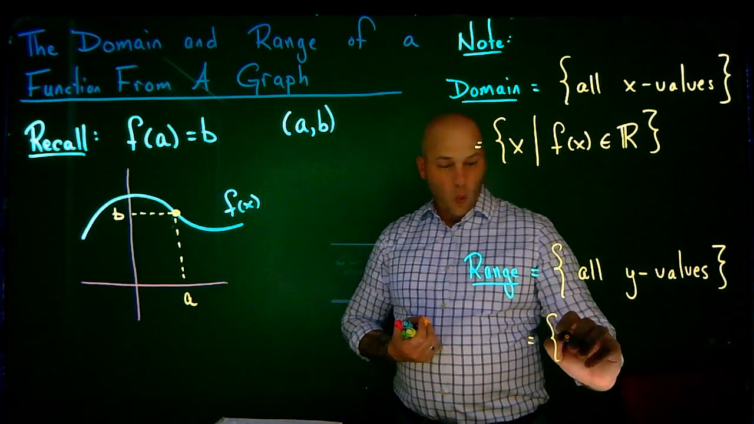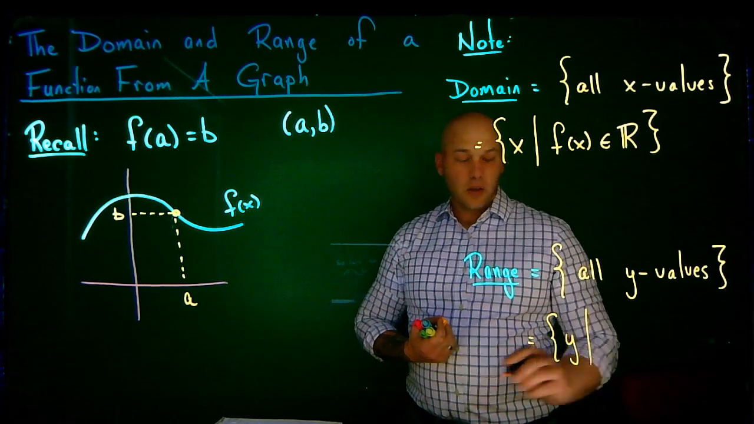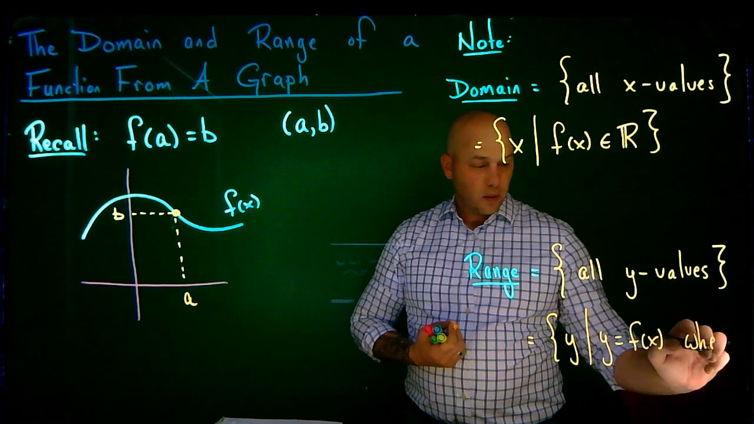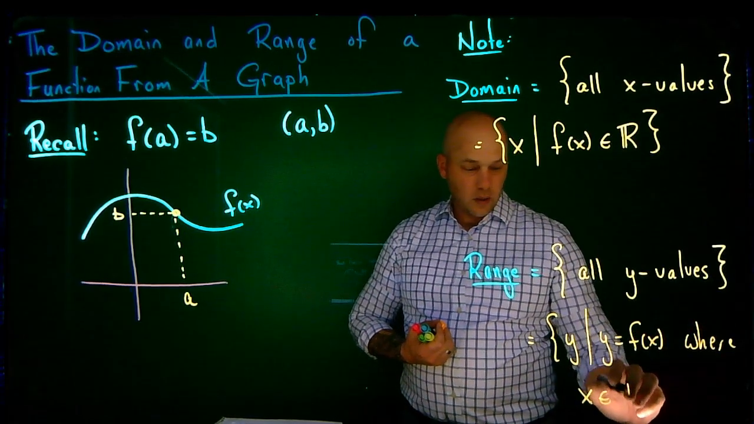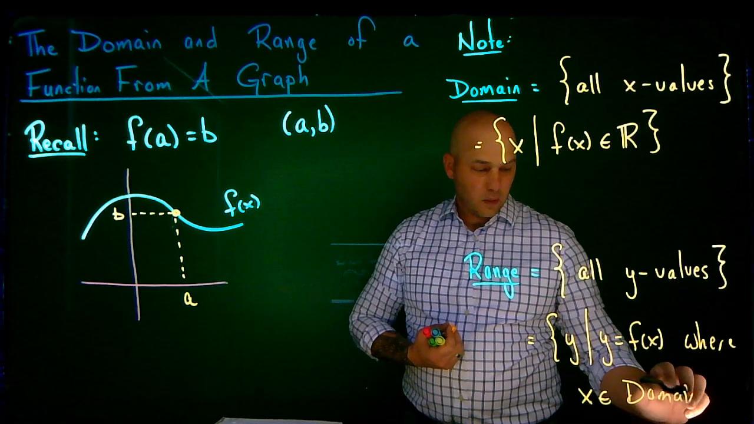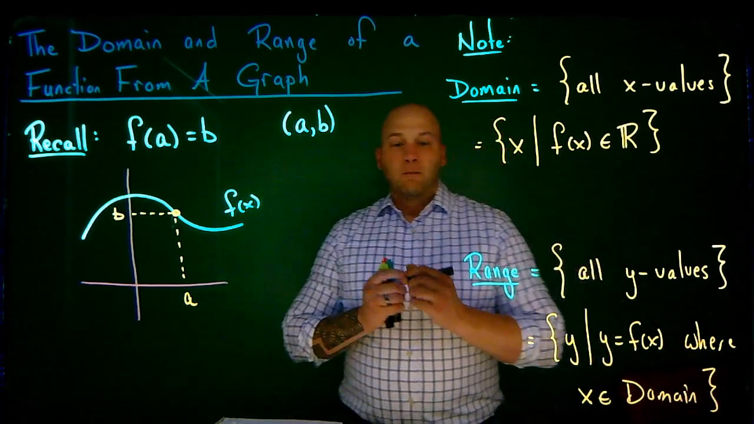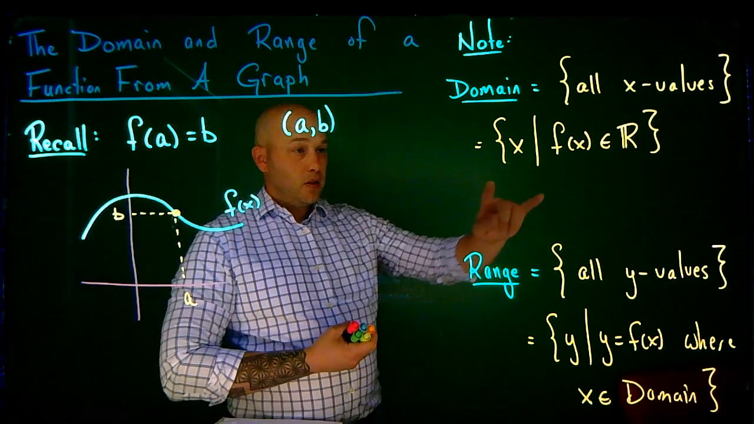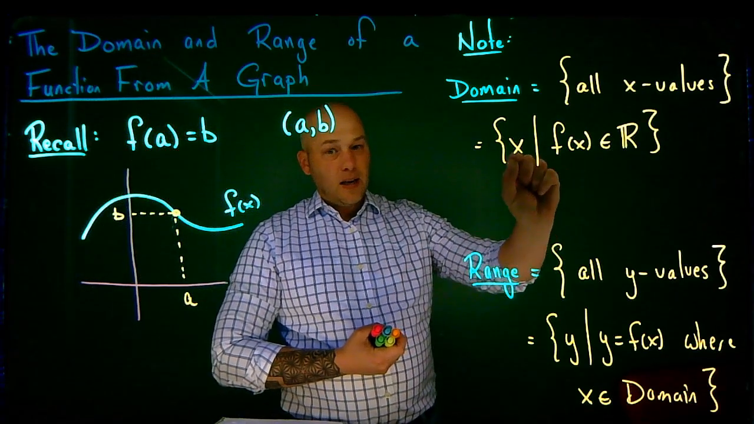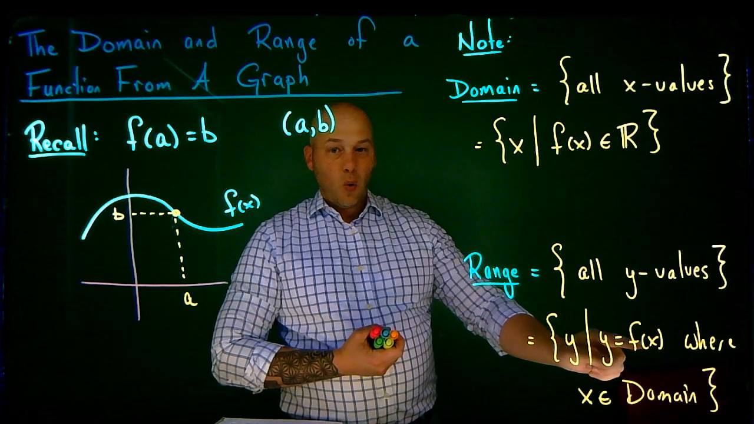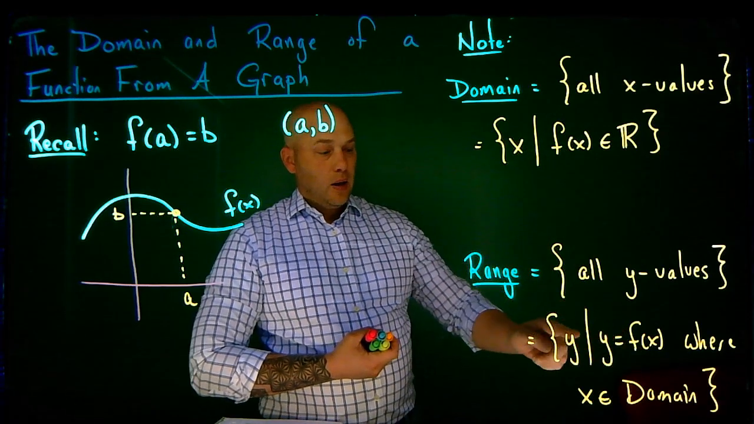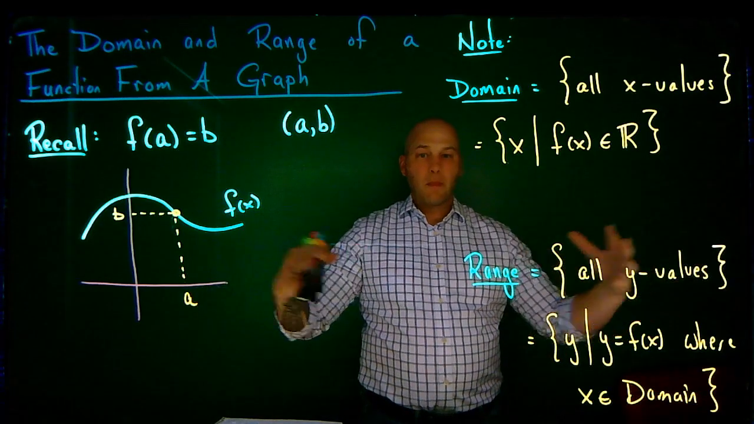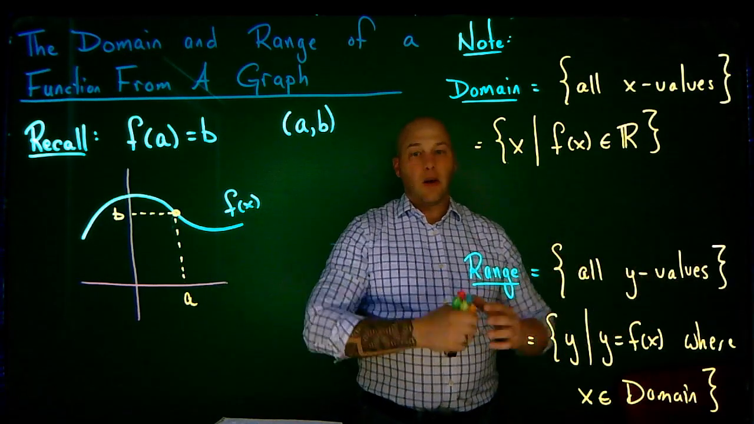It's the set of all y such that y is equal to f of x, where x is an element of the domain. Okay. Keep in mind, we're really not going to use the formal definition, but the formal definition is, well, if this is the domain, then if I take an x value and plug it into the function, what are the y values that I get out of it? I plug in every single x value, and then it's just a mass collection of all those y's that is my range.